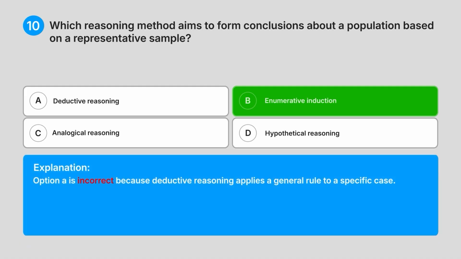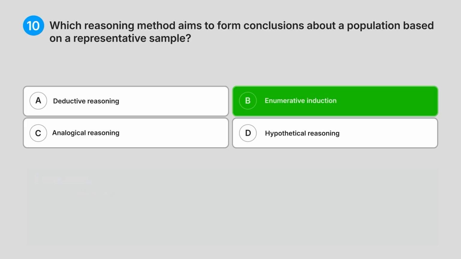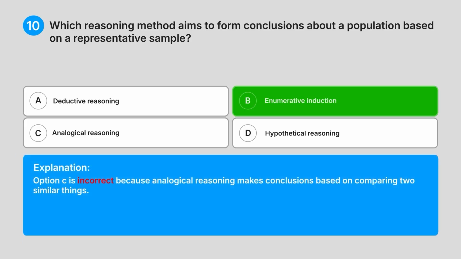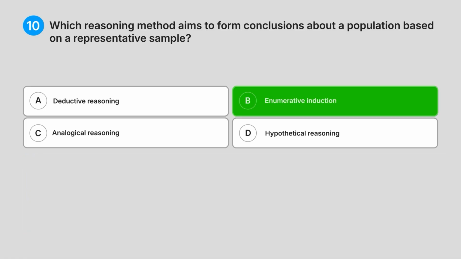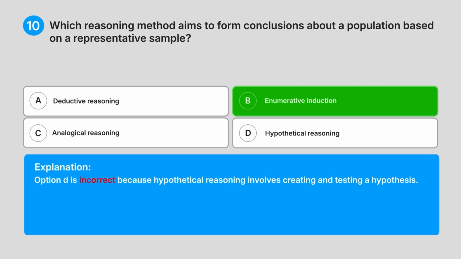Option A is incorrect because deductive reasoning applies a general rule to a specific case. Option C is incorrect because analogical reasoning makes conclusions based on comparing two similar things. Option D is incorrect because hypothetical reasoning involves creating and testing a hypothesis.